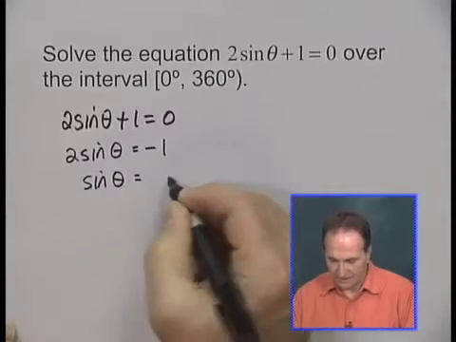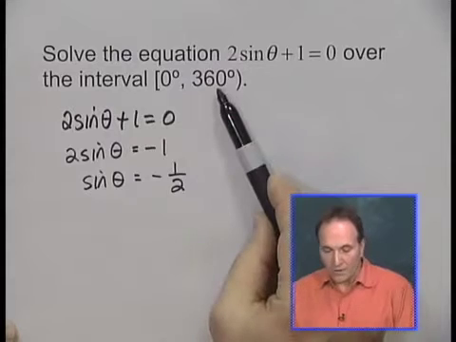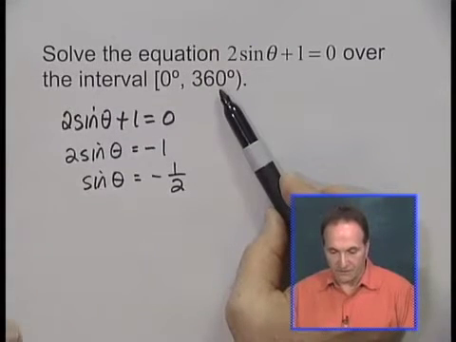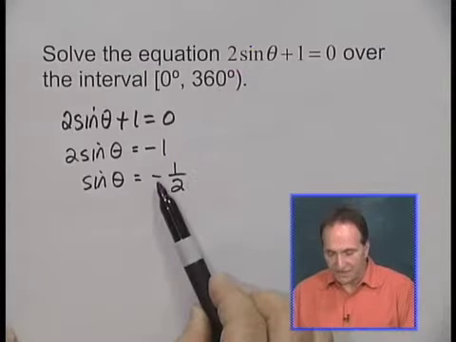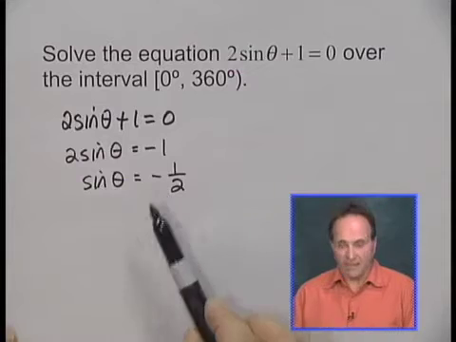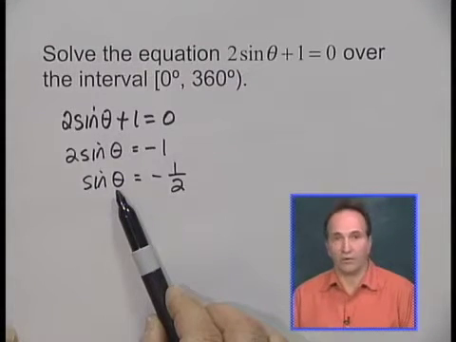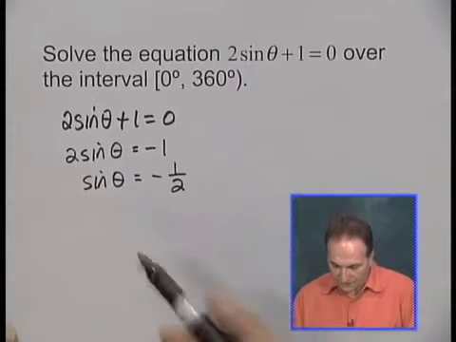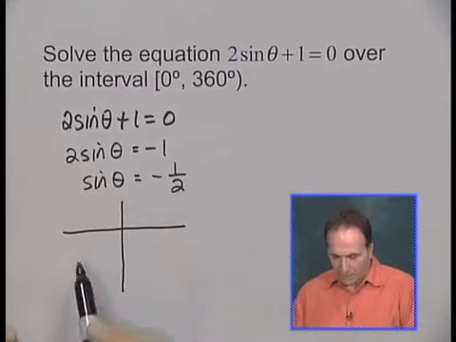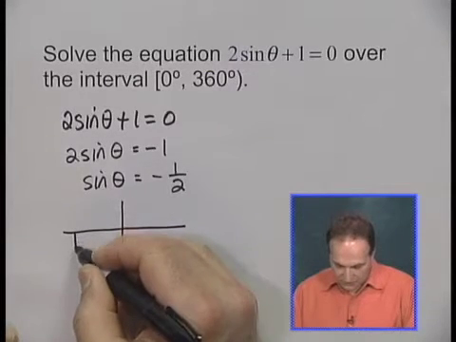Sine theta equals -1/2. So we want solutions in the interval from 0 degrees to 360 degrees. And since the value of sine theta is negative, that tells us theta must be in quadrants 3 and 4. So let's quickly look at quadrants 3 and 4.